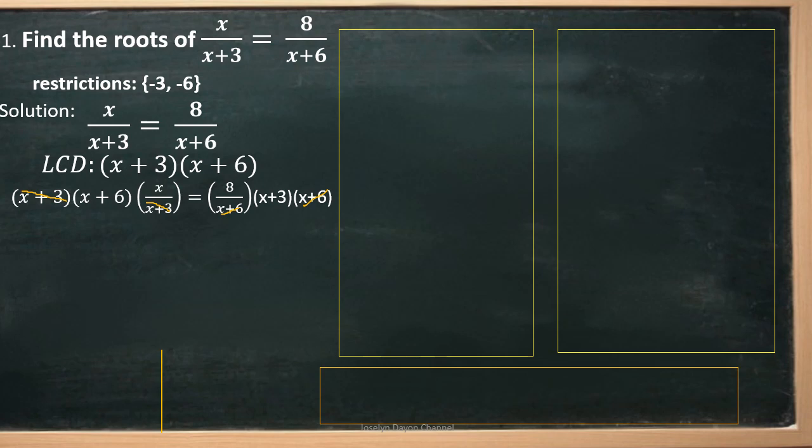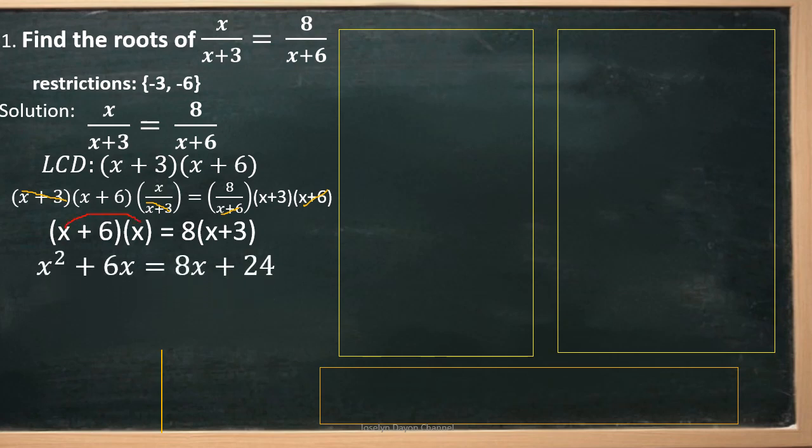The terms that are left on both sides of the equation are the quantity x plus 6 and x, as well as on the right side, 8 multiplied by the quantity x plus 3. Now let's simplify further. x times x, the answer is x squared, and 6 times x, the answer is 6x. 8 times x, the answer is 8x, and 8 times 3, the answer is 24.